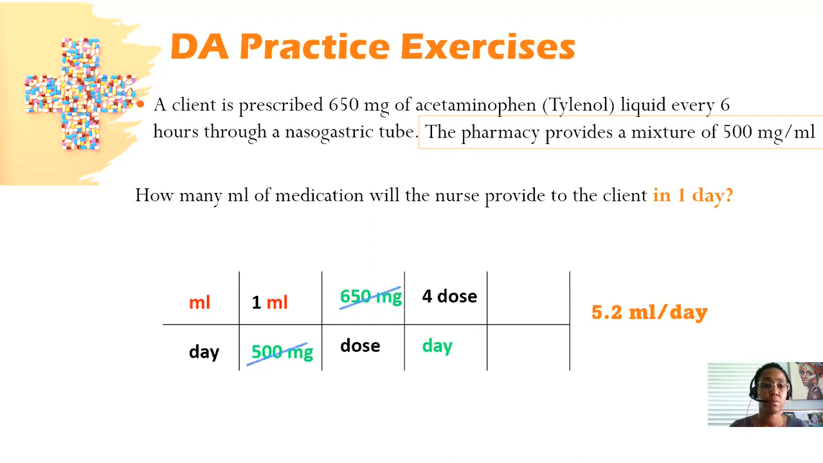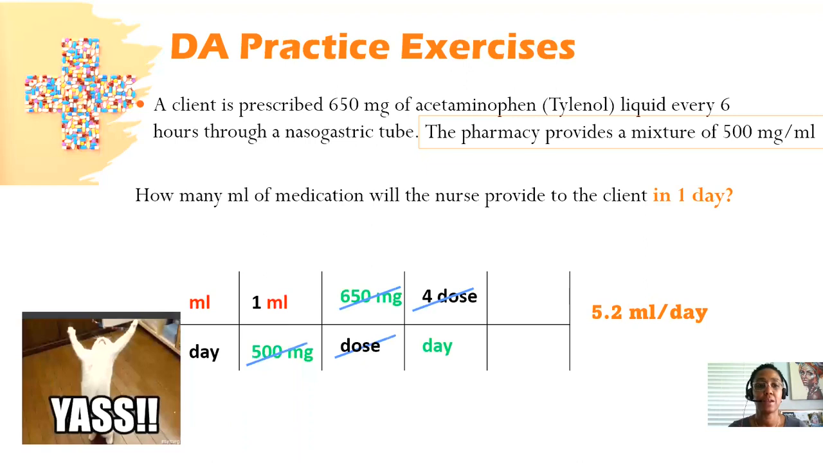So let's cross off our milligrams. Our doses are crossed off. We're left with mLs per day. And yes, we're going to give 5.2 mLs per day. How is that? Do you guys see that? Yes, I see it too. Awesome job. You would take your 650 times 4 divided by 500, and you're left with 5.2 mLs.